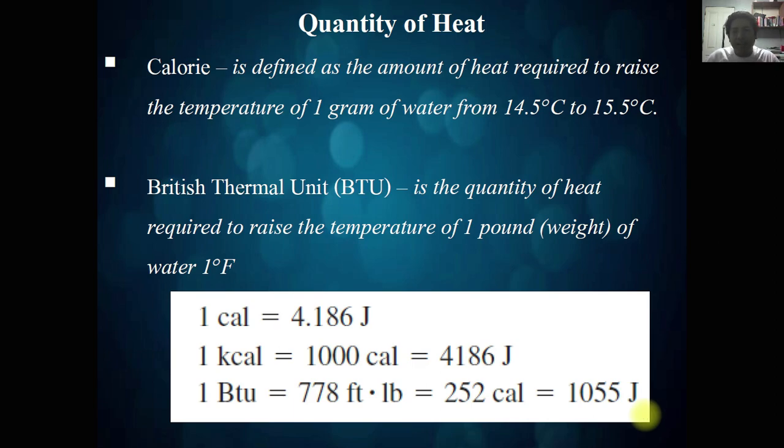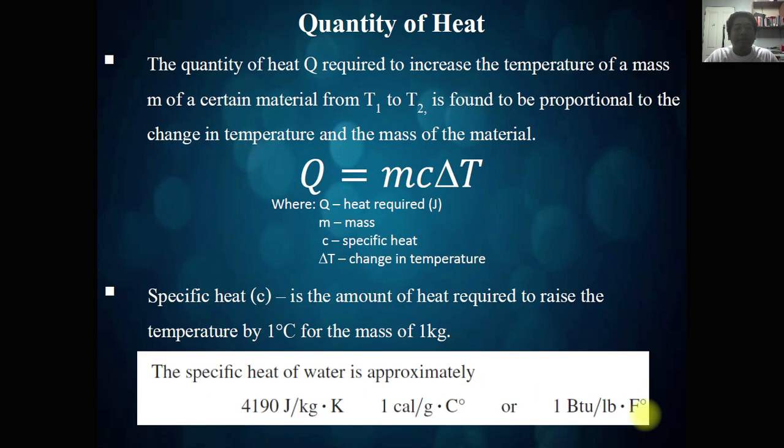Well, in fact, it's not really hard for now because we're only on the introductory part of the study of heat. So again, the quantity of heat in terms of formula required to increase the temperature of a mass m, okay? For example, we have an object of mass m of a certain material from T sub 1 to T sub 2 is found to be proportional to the change in temperature and the mass of the material. Or in other words, we have the famous equation wherein Q is equal to m c delta T.